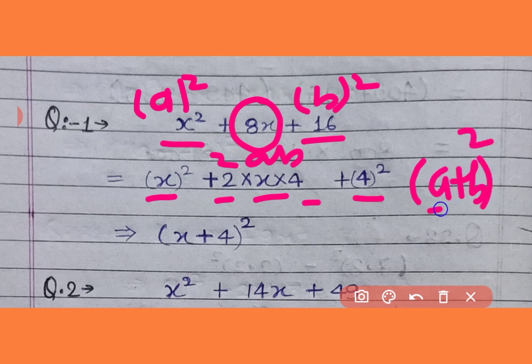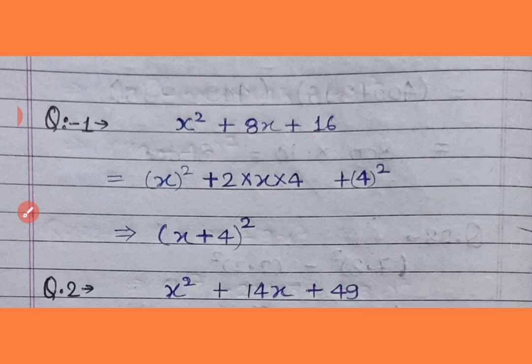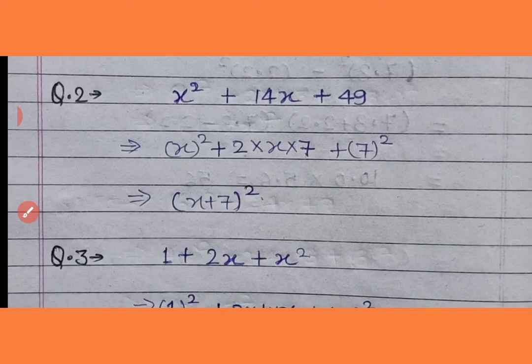So in a plus b, the value of a is x and the value of b is 4. Here a plus sign is given with 2ab, meaning 2x times 4, either 8x. So we will write inside x plus 4. Now we will put a square on it. It became (x plus 4) whole square. Next question is the same.